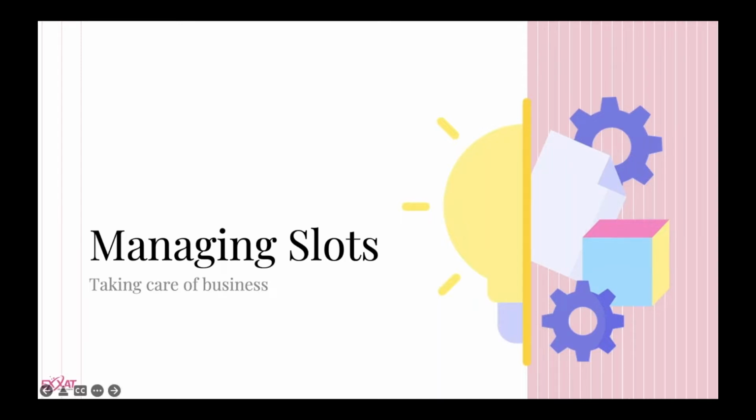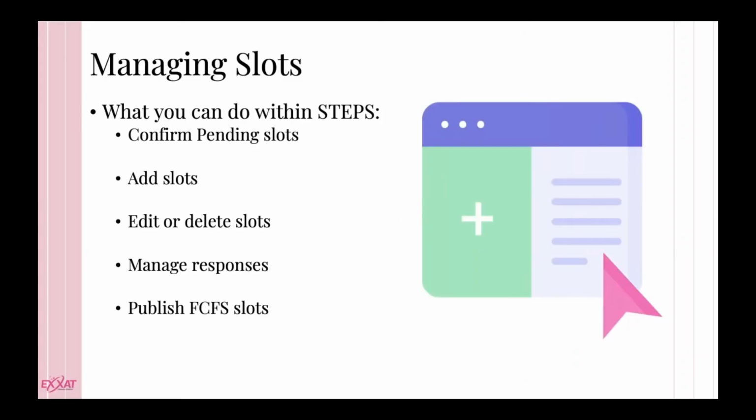All right, so let's talk about managing slots then. Managing slots is basically how you might want to work with them. And what you can do within STEPS is you can confirm pending slots. You can add additional slots, or add slots in general, if somebody sent you a paper back instead of going through Exact. You can also manage the response in general. So sometimes you're not going to get a slot. Sometimes they're just saying no or call me later. So you can actually manage the response through that. And then you can publish first come first serve slots to your students so that you can start to gather their interest and get that out to your sites.